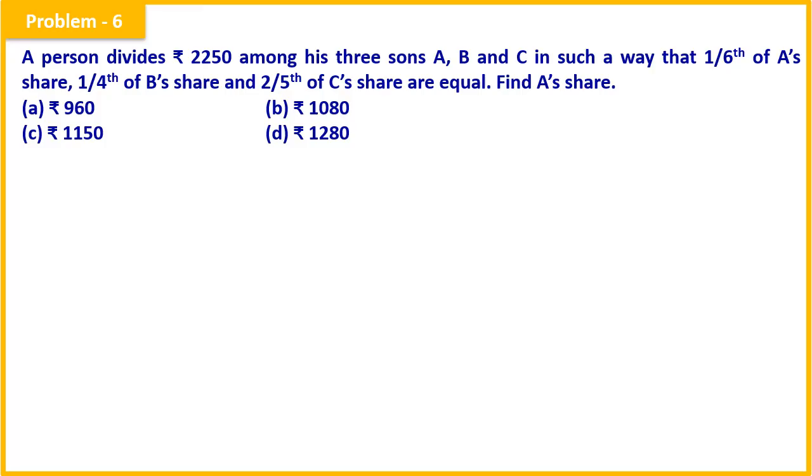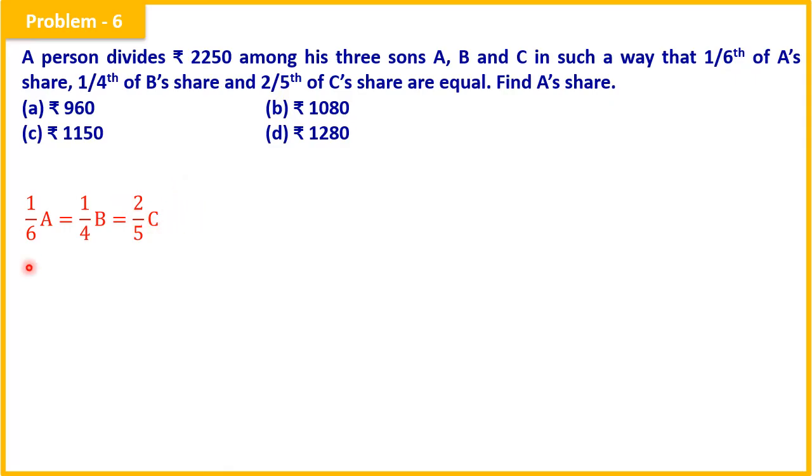So we can write 1/6 of A equal to 1/4 of B is equal to 2/5 of C. Now we can equate it to k, any variable like k, but what will happen is that C will be equal to 5 by 2 of k.